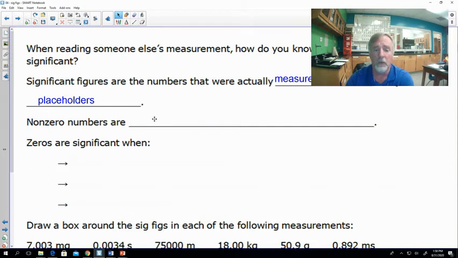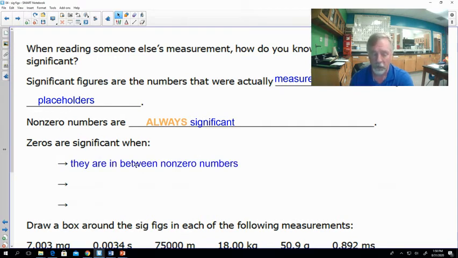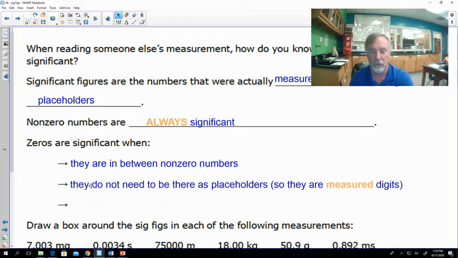Non-zero numbers, so any digit other than a 0, are always going to be significant. They're important in our measurement. They help us understand the precision. Zeros, on the other hand, it depends. Unfortunately, it depends, right? If the 0 is in between some non-zero numbers, that 0 is significant. Zeros can also be significant if they don't need to be there as placeholders. In other words, and I'll explain that here in a second, they're measured digits. They're measured or that last estimated digit.